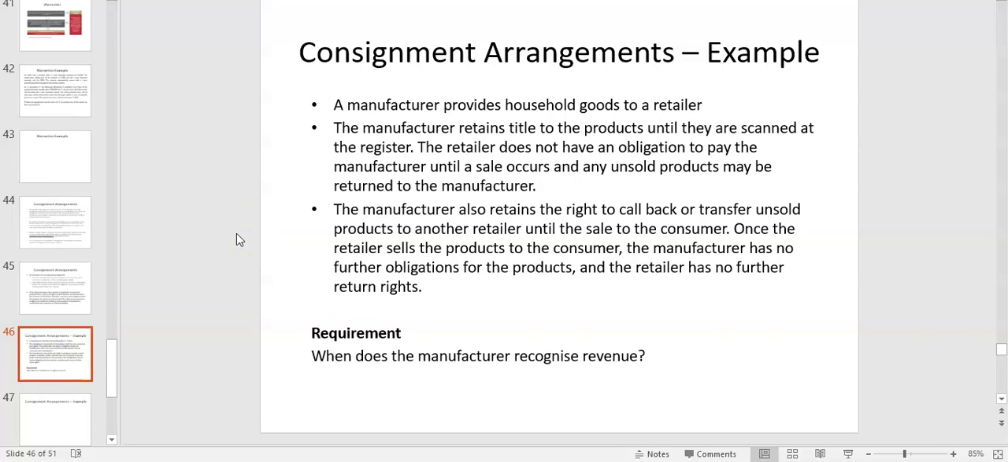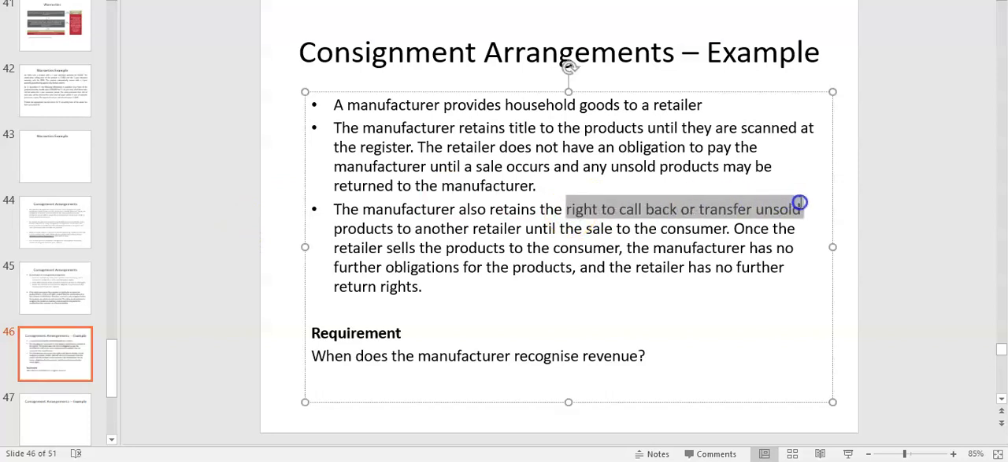A manufacturer provides household goods to a retailer. It could be Dunnes, could be Tesco. The manufacturer retains title of the products until they're scanned at the register. The retailer does not have an obligation to pay until that sale occurs, and any unsold products may be returned. So the retailer has no risk here. If they don't sell them, they can send them back. They don't have to pay until they sell them, so there's no risk involved. Likewise, the manufacturer retains the right to call back unsold products. So what we see here is really the manufacturer cannot recognize revenue until the sale takes place.